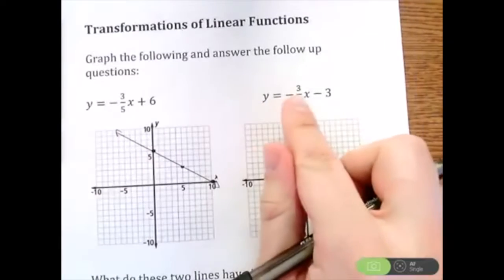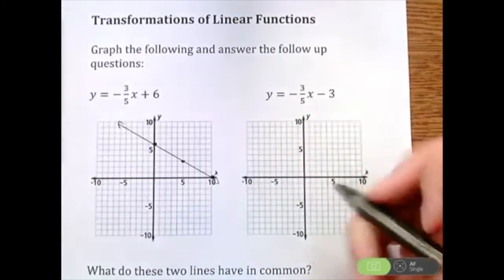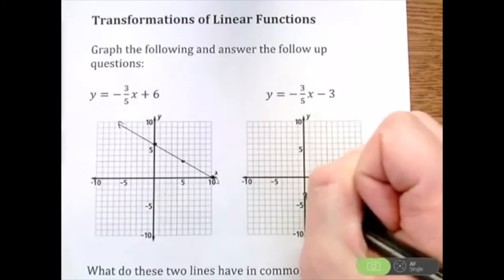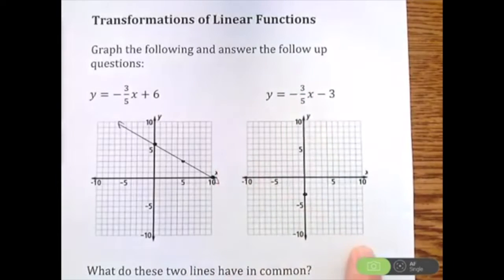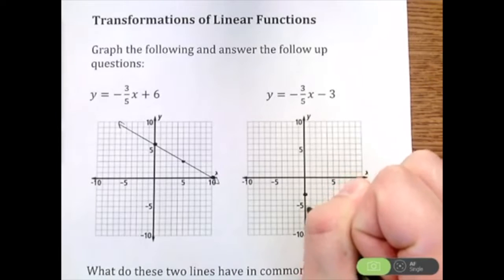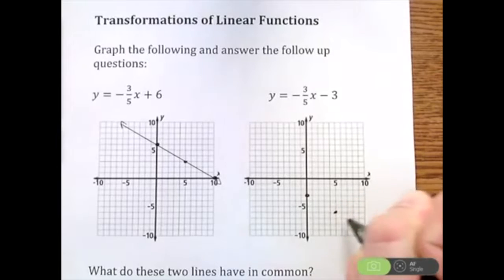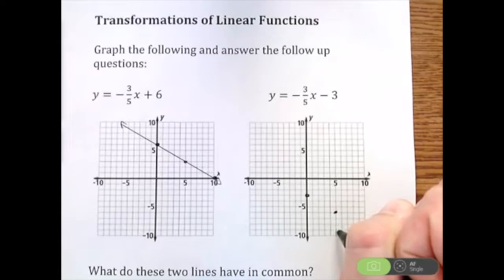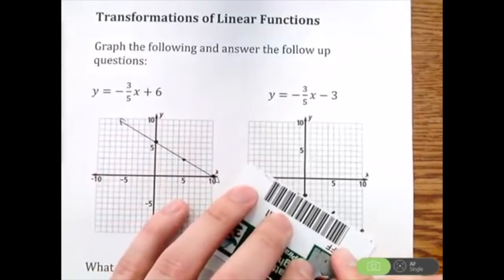To the next one, y equals negative 3 over 5x minus 3. So my y-intercept is at negative 3, which is right here. And my slope is negative 3 over 5, which again is downward. So I need to go down 3 and to the right 5. Do that again, down 3, to the right 5. I'm going to take that straight edge, line them up, and graph them.